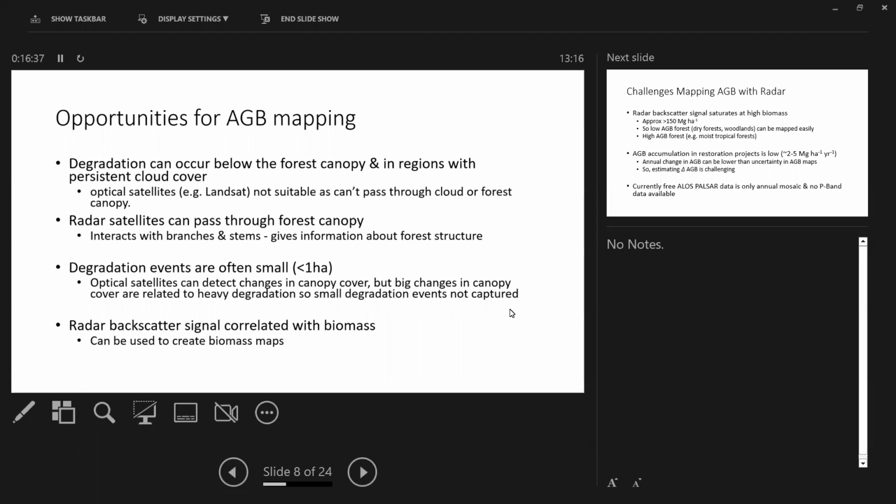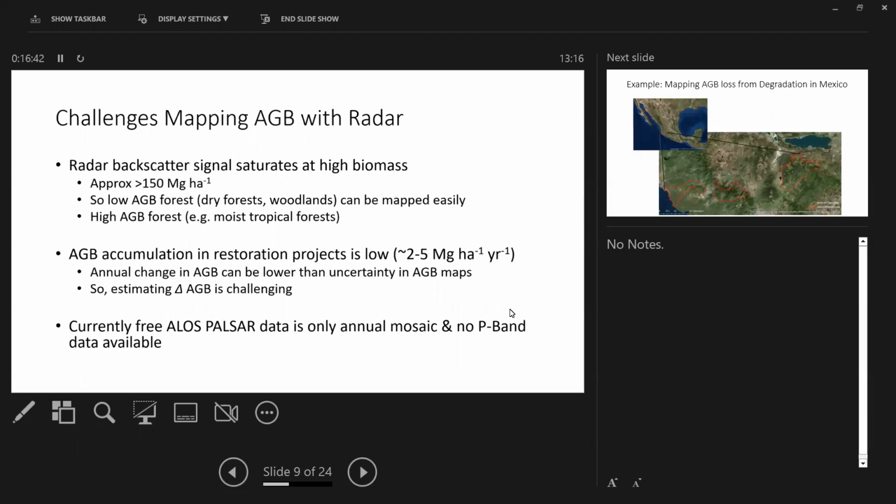And as I said, this backscatter signal is correlated with biomass, so we can produce maps. However, that signal does saturate. L-band saturates at about 150 tonnes per hectare. So in low biomass forests, like dry forest woodlands, that's not a problem. But in tropical moist forests, obviously that can be an issue.